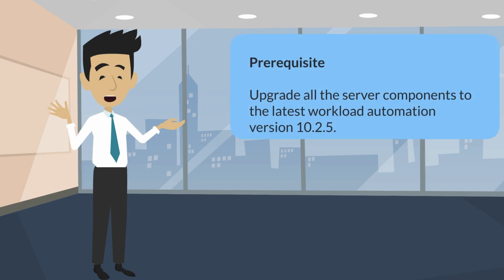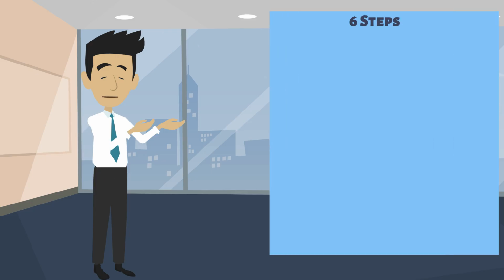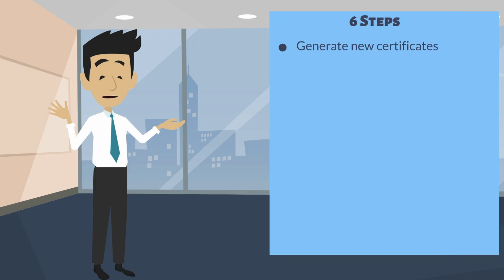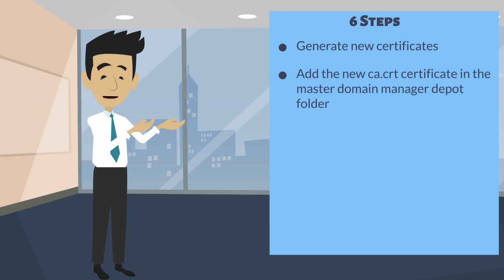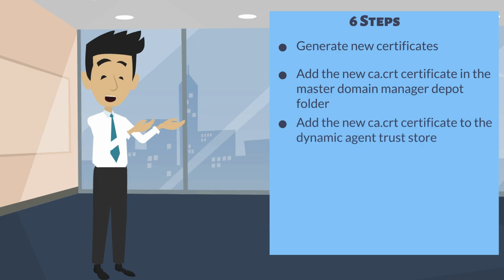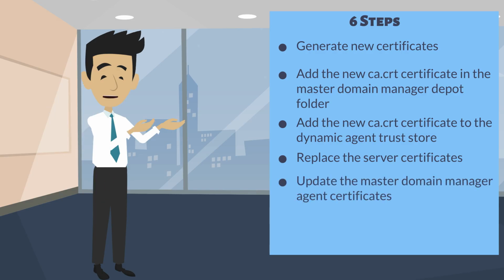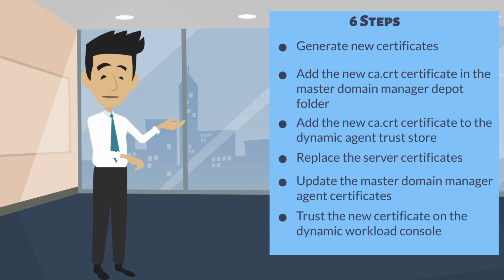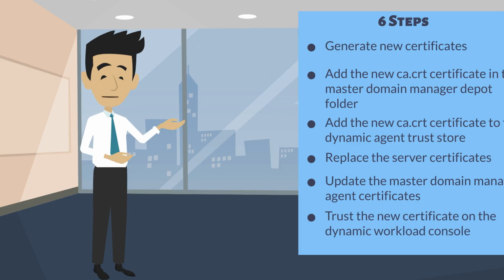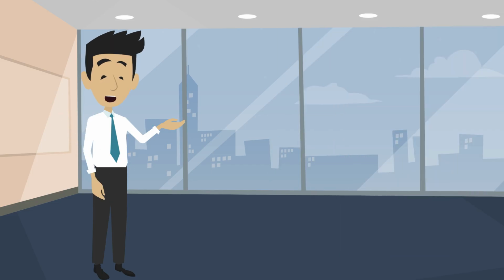to version 10.2.5. Steps to update the certificates are: generate new certificates. Add the new CA/CRT certificate in the Master Domain Manager Depot folder. Add the new CA/CRT certificate to the Dynamic Agent Trust Store. Replace the server certificates. Update Master Domain Manager Agent certificates. Trust the new certificate on Dynamic Workload Console. Let's walk through each step in this video tutorial.